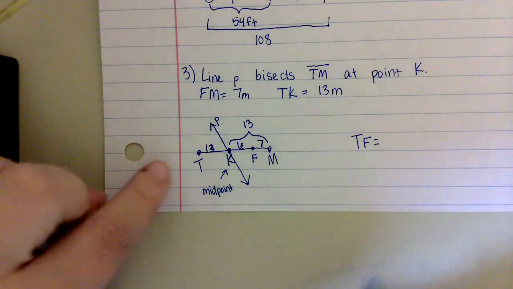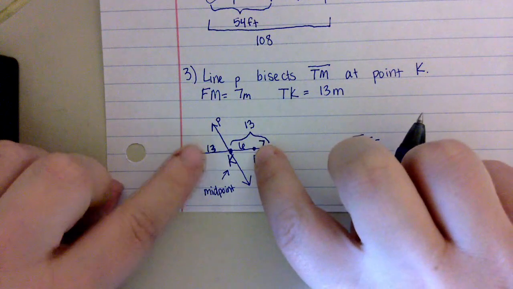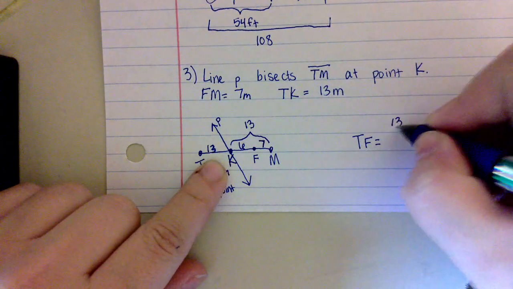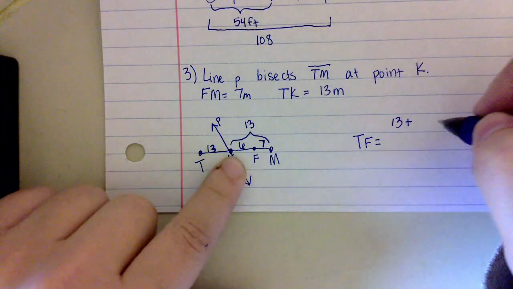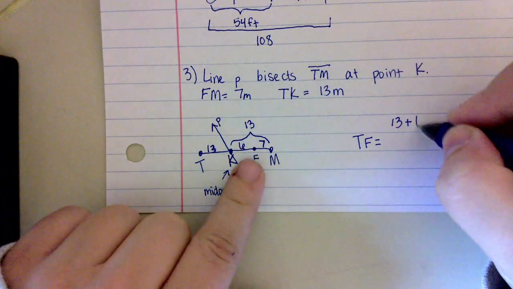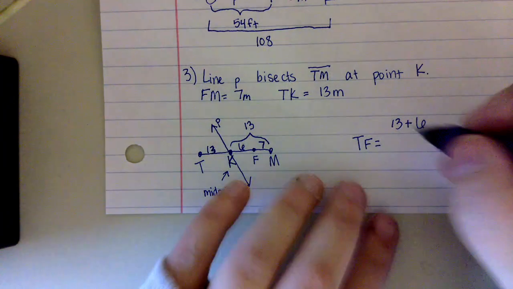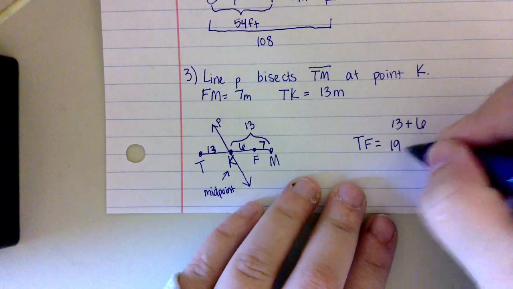And now we want to find T to F. So T to F, we're going to take the first part, 13, from T to K. And then we're going to add the K to F, 6. So 13 plus 6 would give us 19. So TF is 19 meters.